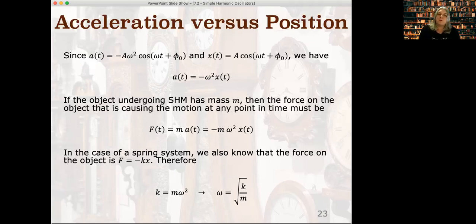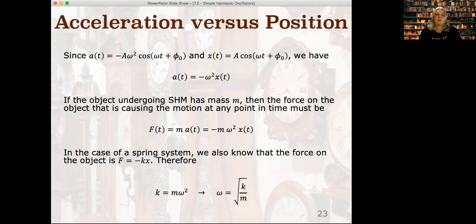But we already know that for a mass on a spring, in the case of a spring system, F is equal to negative kx. So if negative kx is equal to negative m omega squared x, then k is equal to m omega squared. Using that relationship, we get that the angular frequency of a mass on a spring is equal to the square root of k over m, the square root of the spring constant over the mass being oscillated.